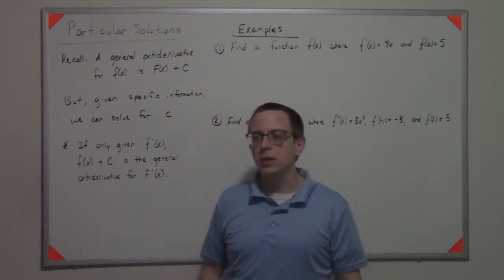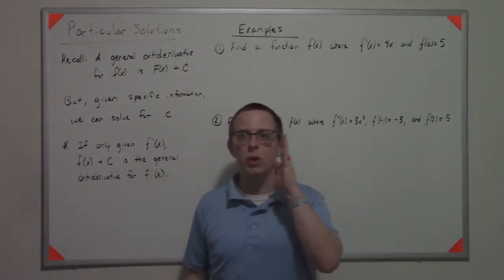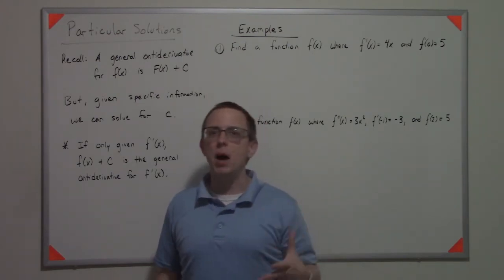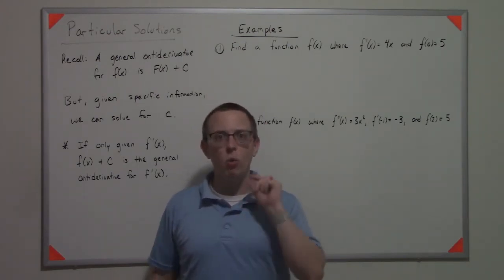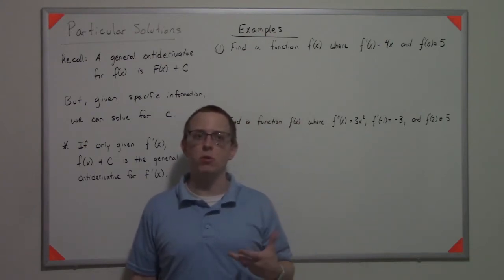Instead of saying, oh, it's plus some constant, I want to know whether it's plus 3 or plus 2.5 or minus 100. I want to know what the value of that constant is. And that happens in what's known as an initial value problem.